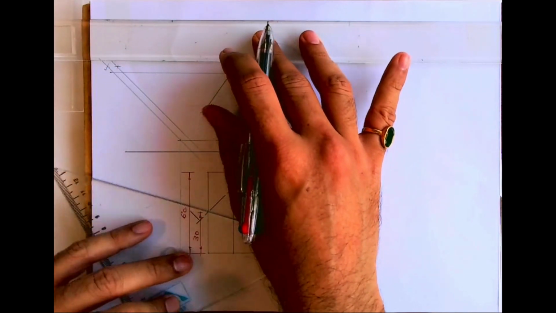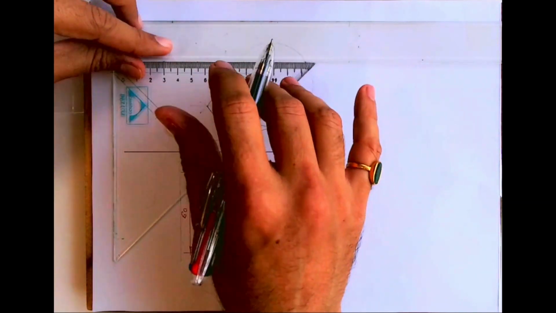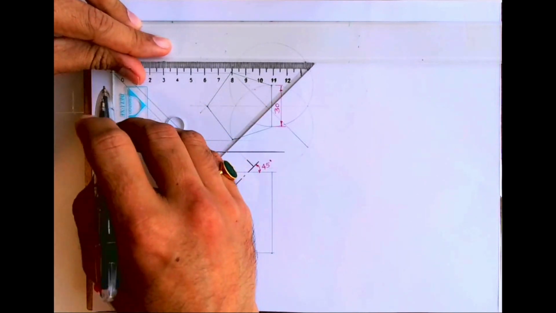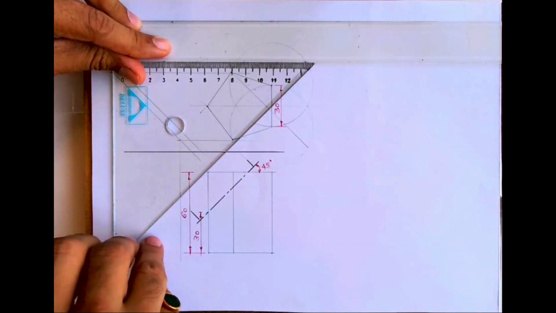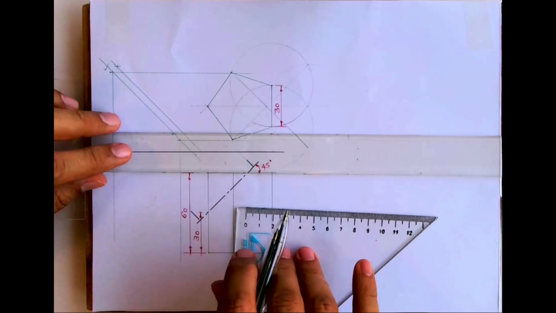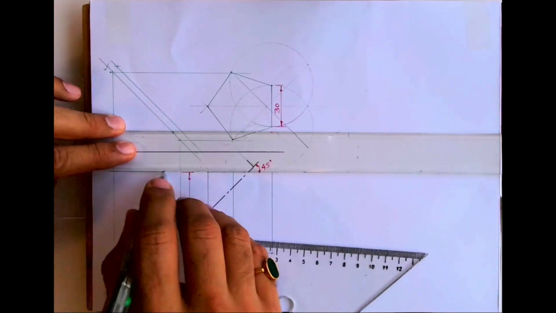Now draw downwards, like how we draw a normal side view. That way you first complete the normal side view and we'll complete the development, and then we will start with the cut.